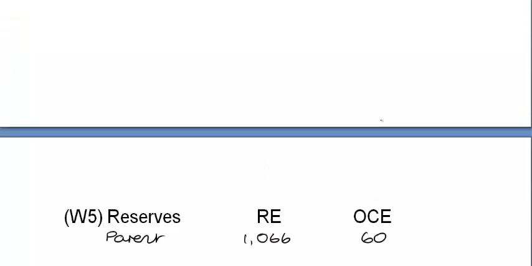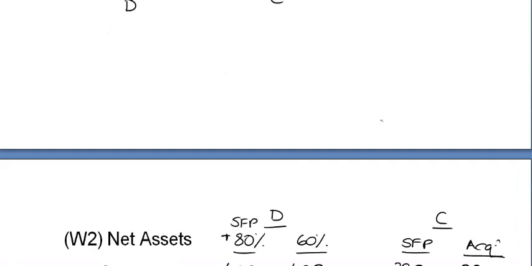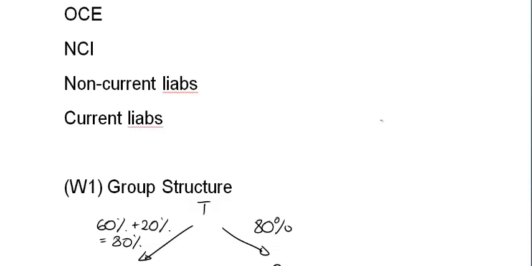We've got current liabilities. Let's add our current liabilities together. And we've also got non-current liabilities. Non-current liabilities come to 851, and current liabilities come to 786. So I've now dealt with all of the information from the statement of financial position itself. Let's go through the extra information.